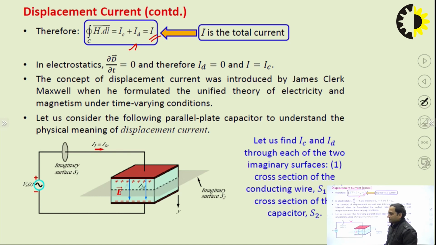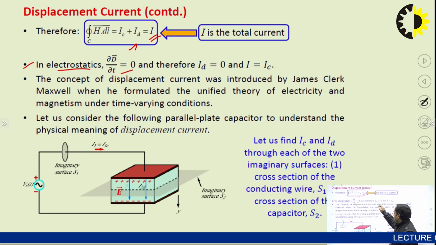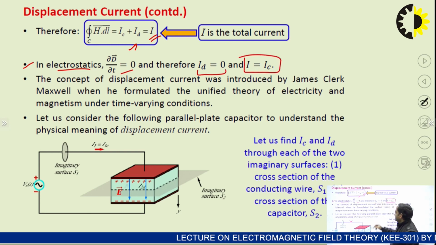So in electrostatics, which we are very much aware of, del D upon del T is 0. What will happen? There is no motion of charges, a static field is there, this is the time invariant case. So in that time invariant case, del D upon del T will be 0. So here ID will become 0, so I will be equal to IC only.